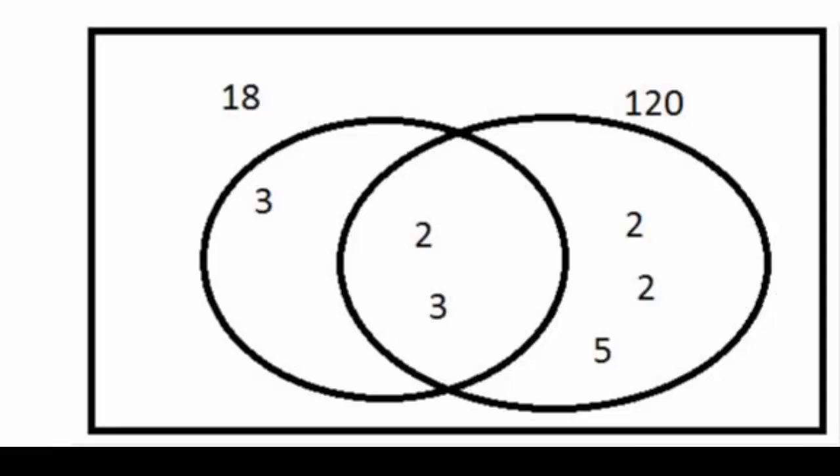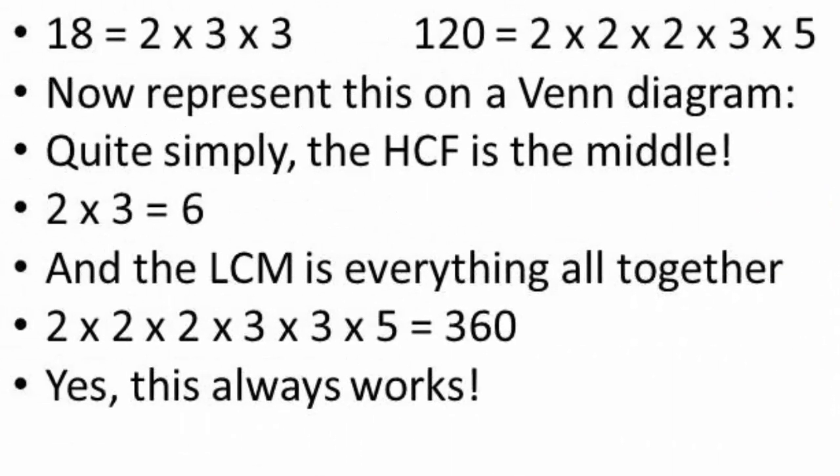120 has 2 more 2s and a 5, which can go outside of the intersection. Well, the intersection of the two sets, 2 times 3, which is 6, is the highest common factor. It just gives you the highest common factor straight away. And the union of those two sets, that's 2 times 3 times 3 times 2 times 2 times 5. If we multiply all of those prime factors together, we're going to get the lowest common multiple.